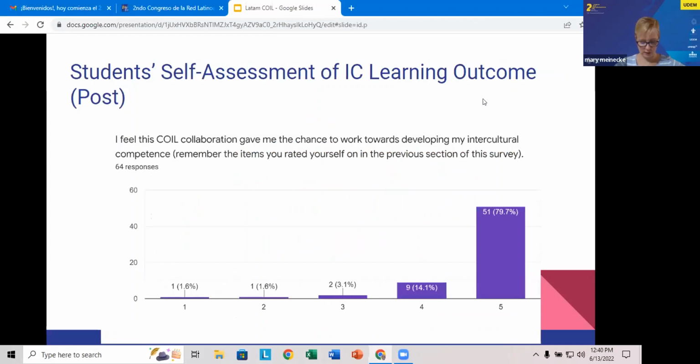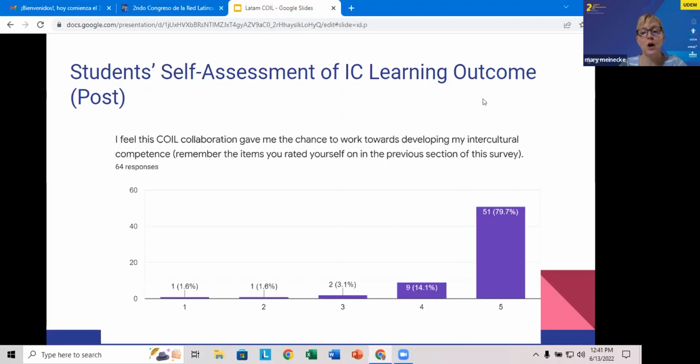In addition to the Deardorff Cultural Competence Self-Assessment, we also included this question on the post-survey. We want the students to self-reflect and self-assess on their intercultural learning outcomes. And the question we gave them was, do you feel this COIL collaboration of 7 weeks gave you the chance to work towards developing your intercultural competence?